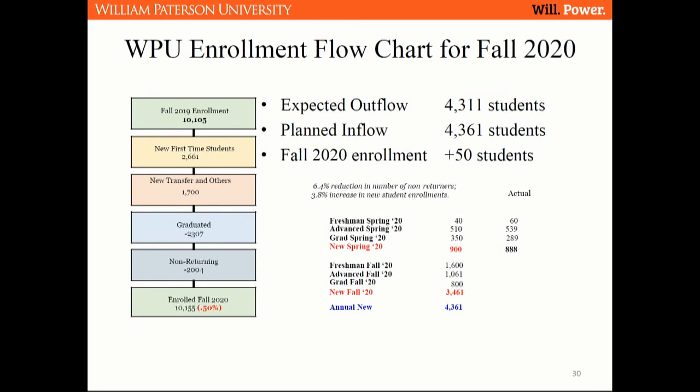So how do we decide what the number will look like for the fall? It's a process, and I'm going to sort of walk you through the process. It looks more complex than it really is, but this is the process. We start with the number of students we had last fall of 2019.